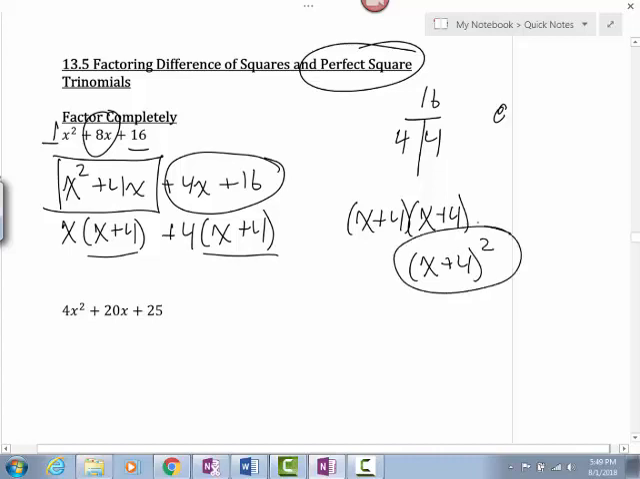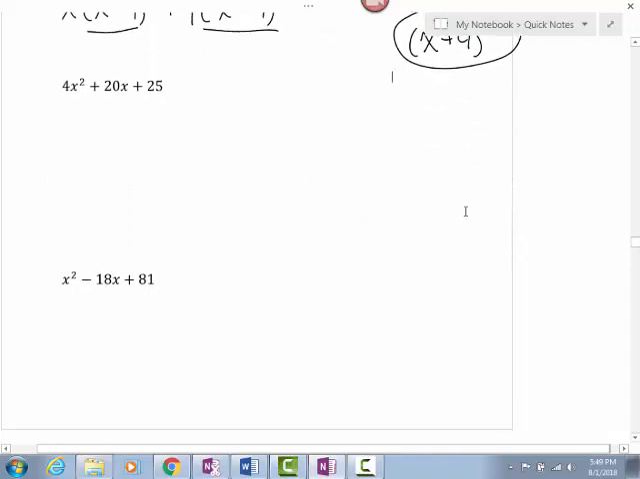That's the only thing that's going to be different. I'm still using my process of factoring by grouping. It just happens to be that I get the same factor twice, okay? So let me scroll down to the next problem.